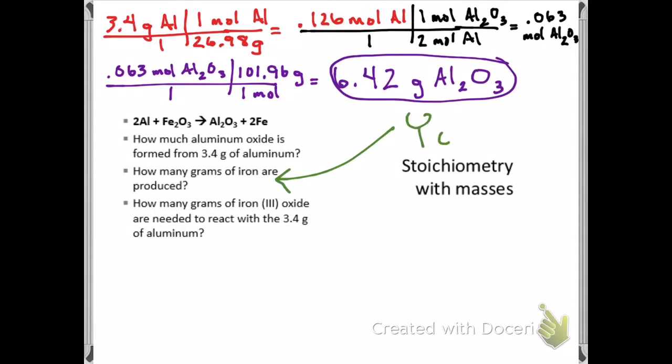Okay, so the next one I want you to try will look exactly the same as the one that we just did, except that instead of solving for aluminum oxide, you're going to solve for iron. So the red step will be exactly the same. In the black, you're going to substitute 2 moles of iron for your 1 mole of aluminum oxide. And then your molar mass will obviously be different because you're searching for iron, not for aluminum oxide. But you go ahead and try that.